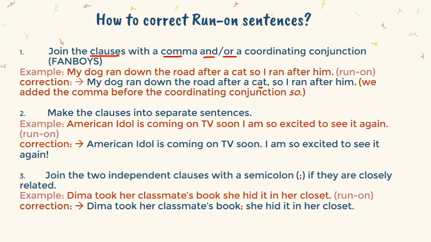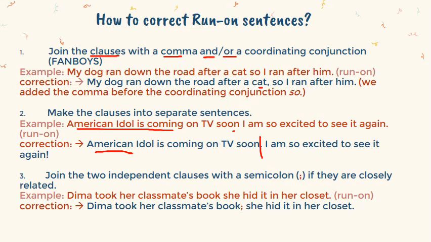Second one, make the clauses into separate sentences. So we break the clauses into two sentences. For example, American Idol is coming on TV soon. I'm so excited to see it again. That's a run-on. How do I correct it? I can say American Idol is coming on TV soon, full stop. This is how I break the independent clauses. I'm so excited to see it again.